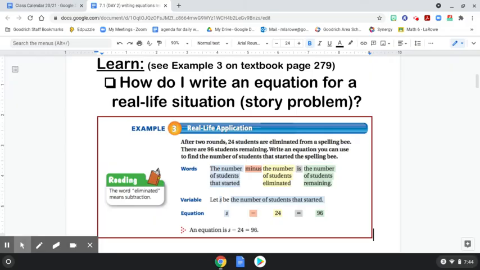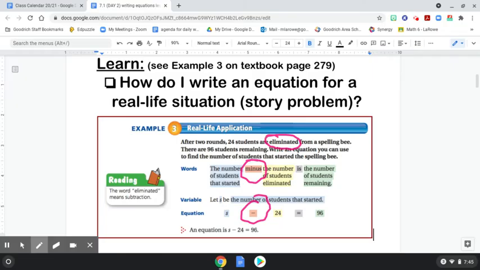Typically, if you're looking at something in the real world, pick the first letter of that word, so S for students, and use that as your variable. But if it's something like O for oranges, try to avoid that because O could also look like a 0. Then they show how when students were eliminated, they are really subtracting. So they chose the minus idea because eliminate means to be removed, and removing is a subtraction idea.